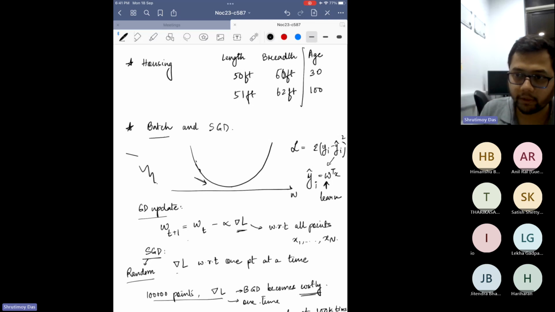Jitendra was asking, if I only want to classify whether two images are the same or not. Yeah, then you can use clustering in that case. If you just want to say whether two points are the same or not, then if they belong to the same cluster, they are similar. Otherwise, they are not similar according to some similarity metric that you define.